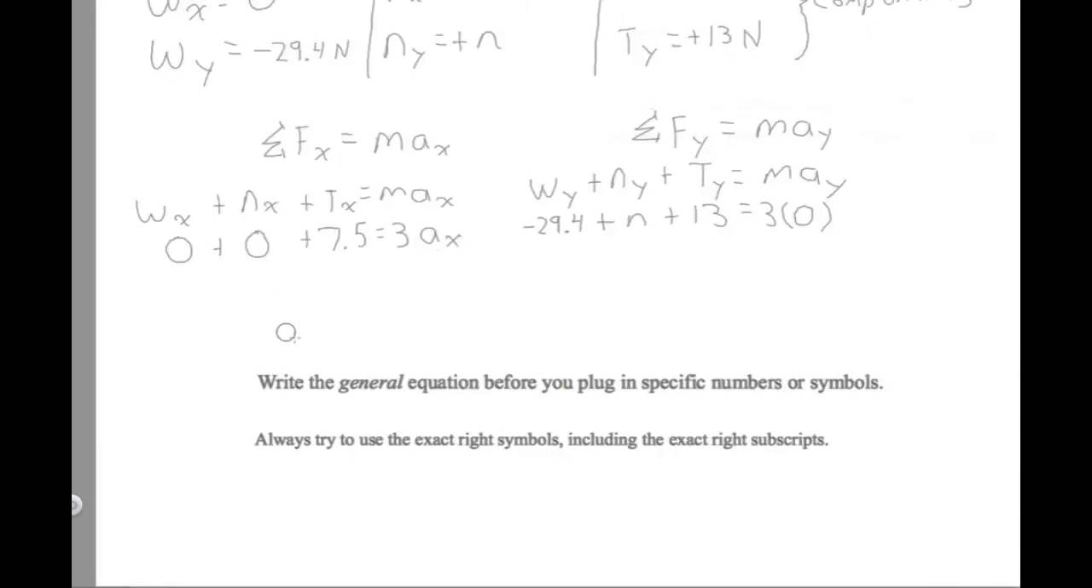Notice here that we followed this rule. We wrote the general equation before we plugged in specific numbers and symbols. Students make fewer mistakes and have better understanding when they write the general equation before they plug in the specific numbers and symbols. And we also followed this advice: use the exact right symbols, including the exact right subscripts. Actually, I made a mistake with that at the beginning. Remember that at one point I had an incorrect x subscript over here, so I had to go back and fix that. So try hard to use the exact right symbols, including the exact right subscripts.